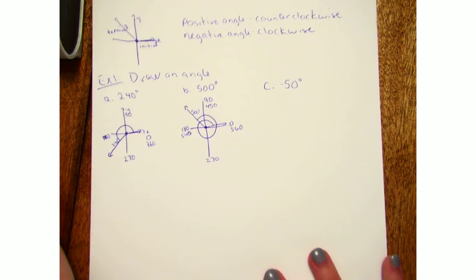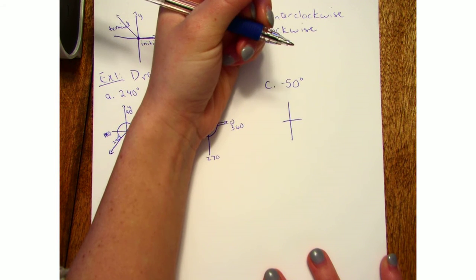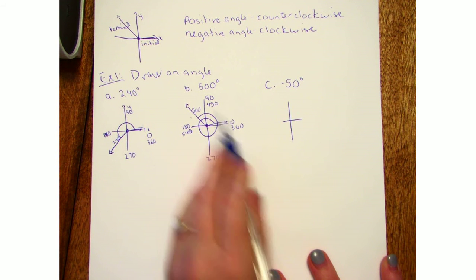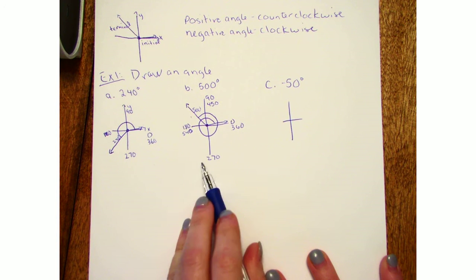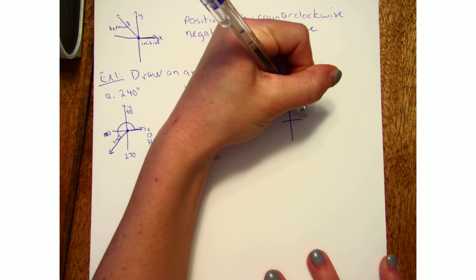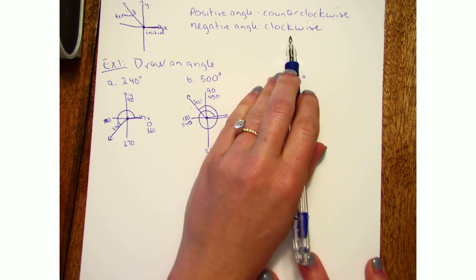So we have negative 50 degrees. So this one's going to be set up a little bit different. I don't want to write 0, 90, 180, 270, 360 because none of those apply. I will write 0 because that's always sort of my starting spot. But remember, we said negative angles go clockwise.